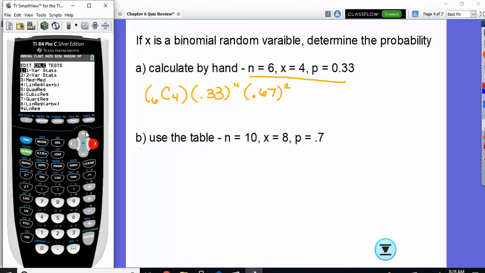Then start with parentheses 6. You go to stat, probability, and nCr. So 6 choose 4. 0.33 to the 4th.